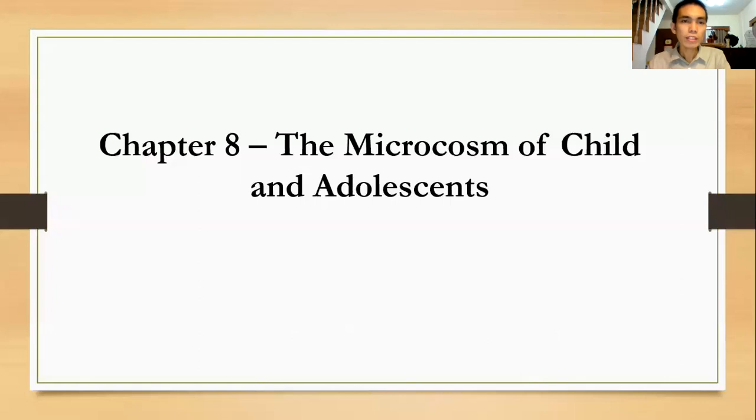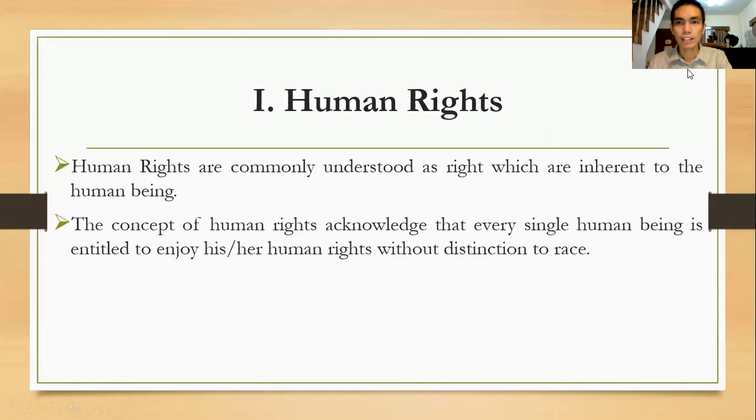Okay, the microcosm of child and adolescent. All right, the first thing that we need to know is the human rights. Human rights are commonly understood as rights which are inherent to the human being. Okay, the concept of human rights acknowledges that every single human being is entitled to enjoy his or her human rights without distinction to race. Okay, so every person has rights. Okay, and we need to exercise those rights.